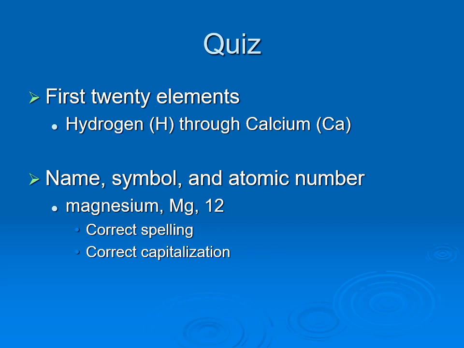What would you want to know? The name correctly spelled, and the symbol correctly written, meaning capitalized and lowercase as necessary. And you would also want to know the atomic number, 1, 2, 3 all the way to 20. So this quiz, when will it be? I, of course, will not announce a date on this particular slide or in this presentation, because I don't know when you will be watching this presentation.